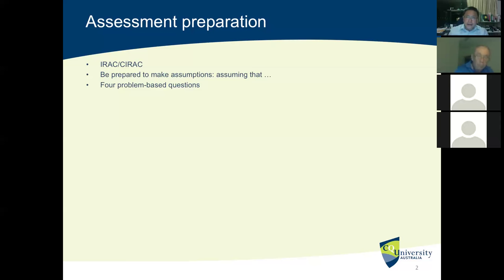So would that be clear? Clear enough. Okay. Any questions so far before we go to the substantive aspect now of administrative law?